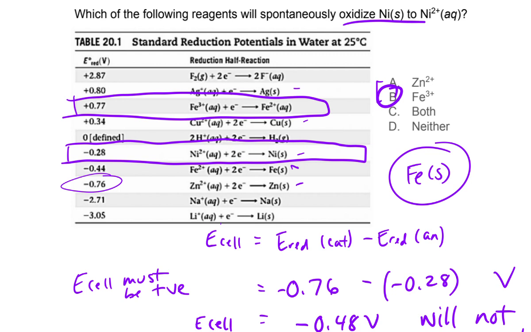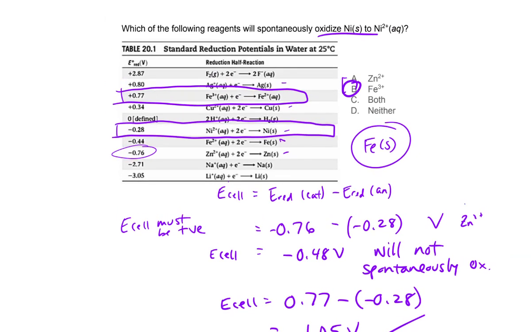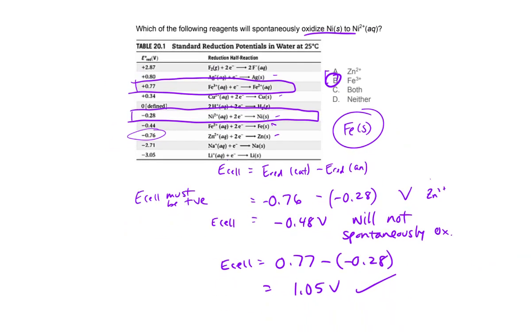Yes? If it's not spontaneous, does that just mean it's going to be negative? Yeah, if it's non-spontaneous, it'll be negative. The E cell will be negative. Yeah.